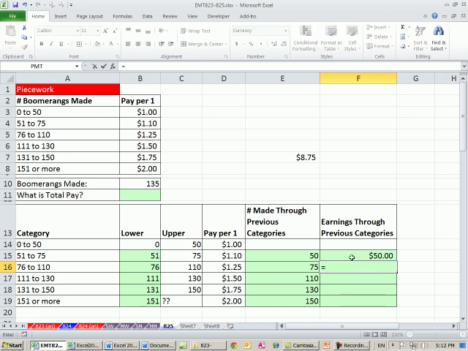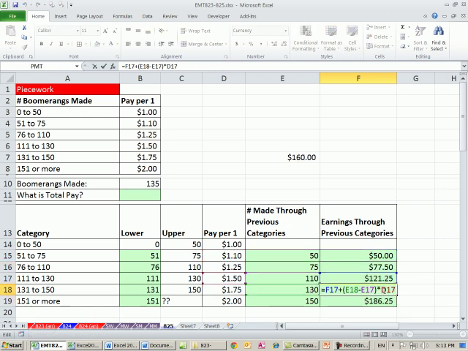So here I'm going to say whatever I made in the previous category plus the new amount from this category. I already have the 75 and 50 there, so I'm going to subtract: 75 minus 50. That'll give me 25 for this category times this $1.10. Now these are all relative cell references, and they'll work all the way down.